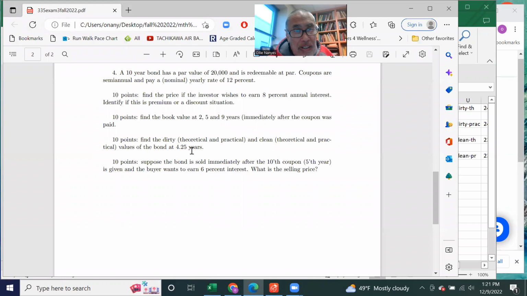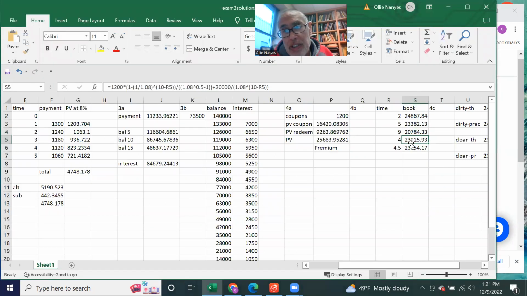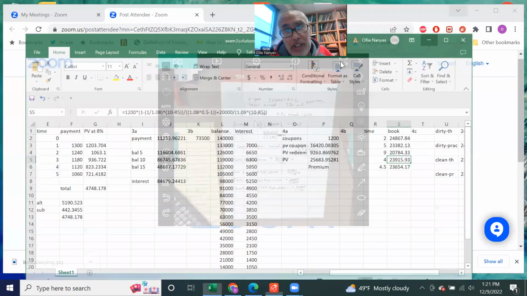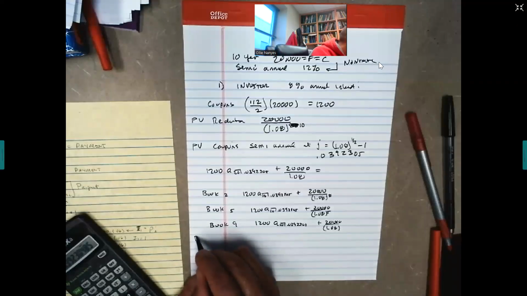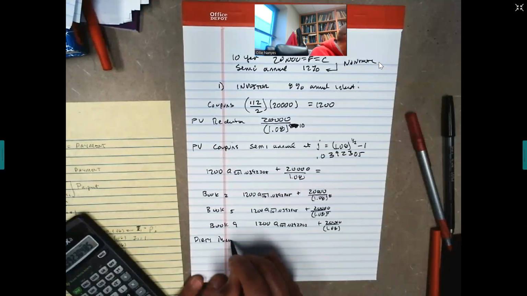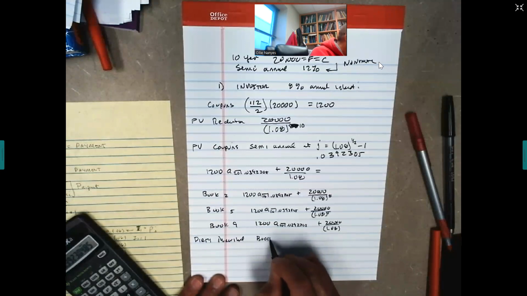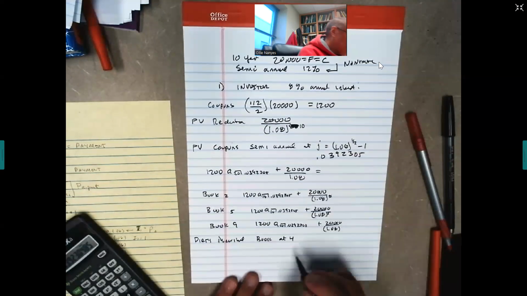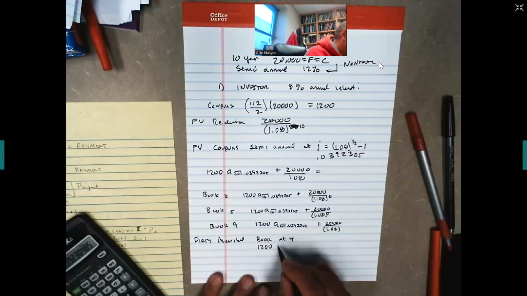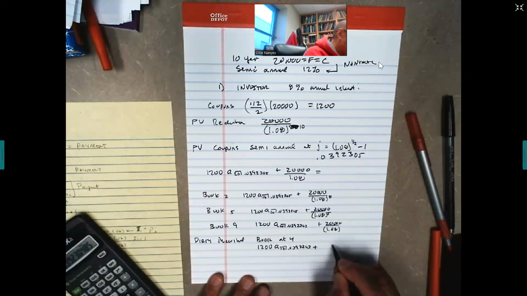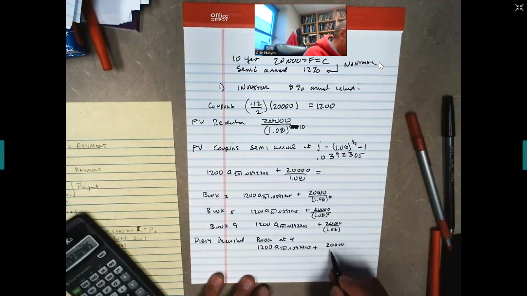Now, if you want to find the dirty theoretical and practical values of the bond at 4.25 years, the very first thing you need to do is find the book value at 4.25 years. So let's do that. So the dirty theoretical will be the book at 4. Start with that. That would be 1,200. In this case, there's going to be 12 coupons left. And this is 1.08 to 6.